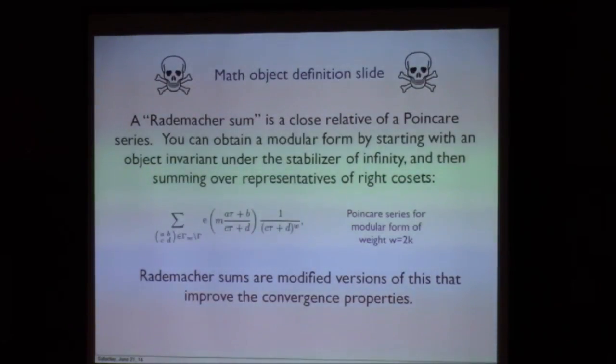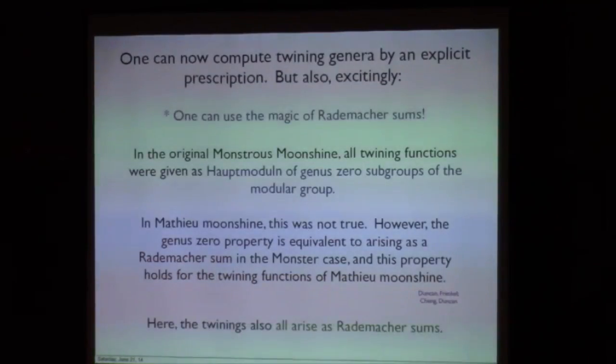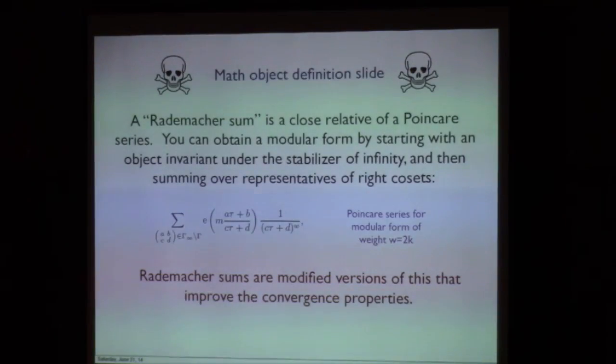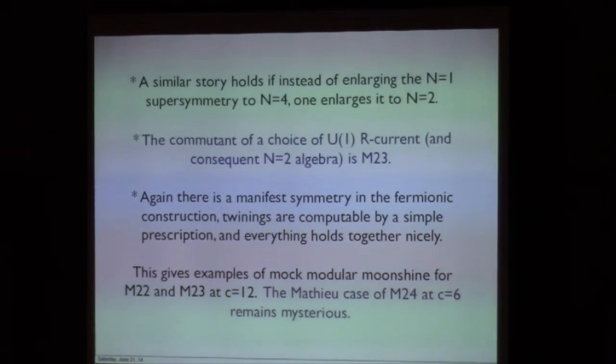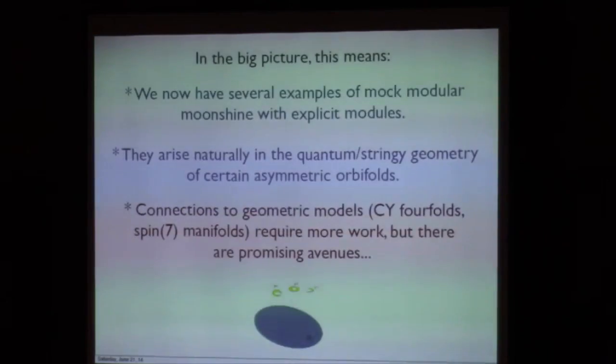Okay? So here, again, for M22 and M23, all of the twining functions arise as Rademacher sums with a fixed polar piece. And here's my last math object definition slide. What is a Rademacher sum? It's a relative of a Poincaré series. You start with the polar piece of a would-be modular form, and then you act with the pieces of SL(2,Z) that don't stabilize infinity to generate the other terms in the series. These are modified versions of Poincaré series with better convergence properties. A similar story holds for N=2 instead of N=4 with M23 symmetry. Again, there's a manifest symmetry, and you can twine everything.